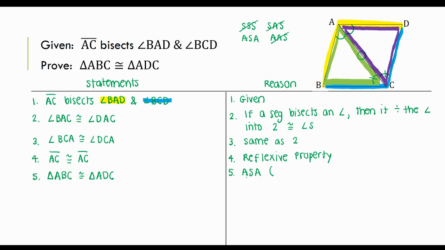So where was my first set of congruent angles in the triangle? Well, that came from step number 2. Then I want the sides. Well, where did I have congruent sides? That came from step number 4. Where did I have my other set of congruent angles? That came from step number 3. So there is my proof.